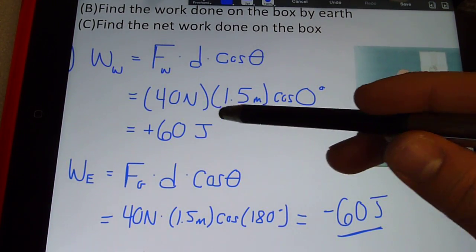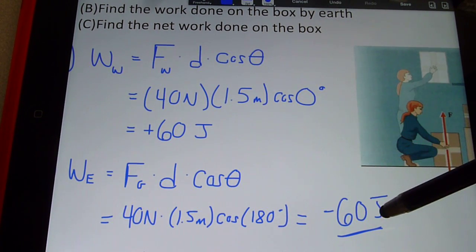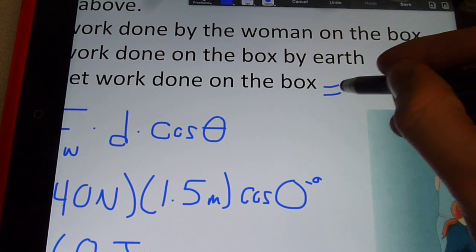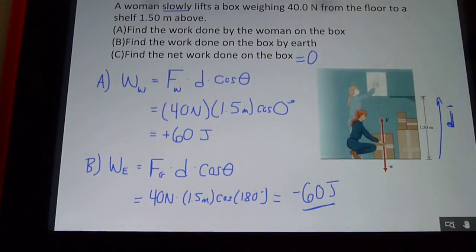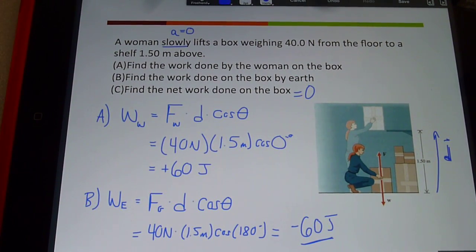So the woman added 60 joules of work into the system, 60 joules worth of energy. The Earth pulled 60 joules of energy out of the system because its force was against the displacement. That means the total work done on that box was 0. Now what we said in one of the very first slides we showed in this video was that the work is equal to the change in energy of my system.